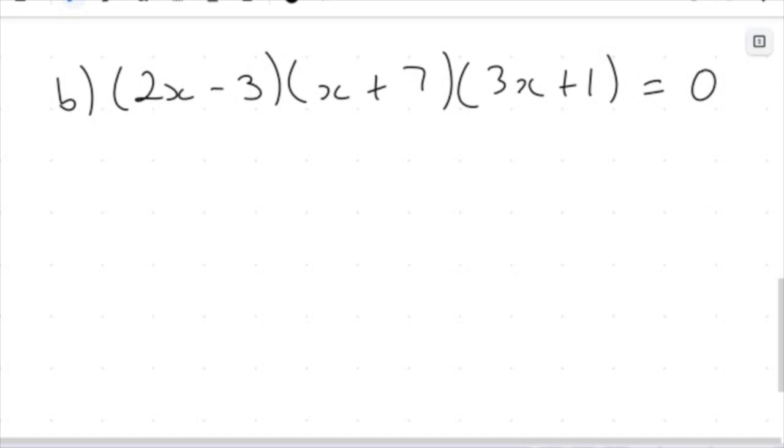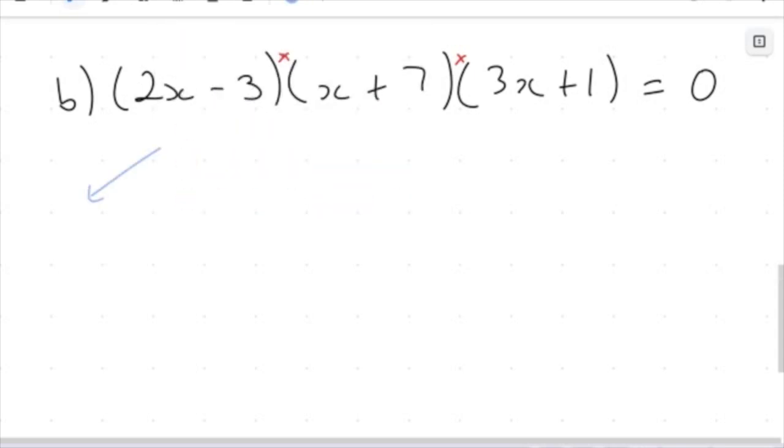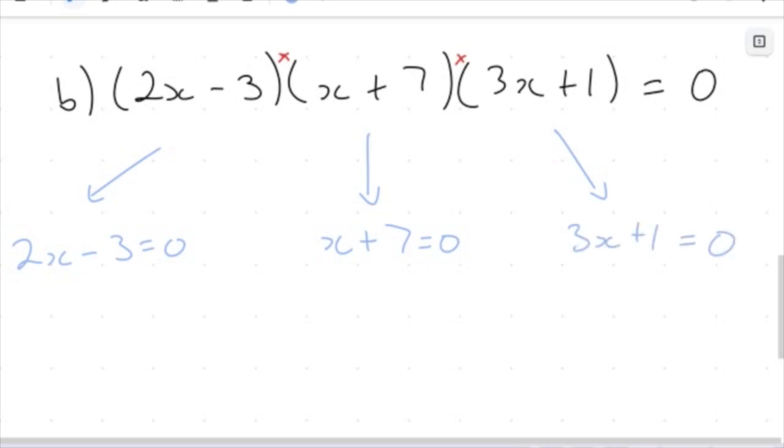So the values of x that produce a 0 answer. Now, once again, we're talking about multiplication here. So the only way we can get a product of 0 is if either of these terms are 0. So, like before, I break this up into 3 separate equations. One of these is 2x minus 3 equals 0. One of these is x plus 7 equals 0. And one of these is 3x plus 1 equals 0.